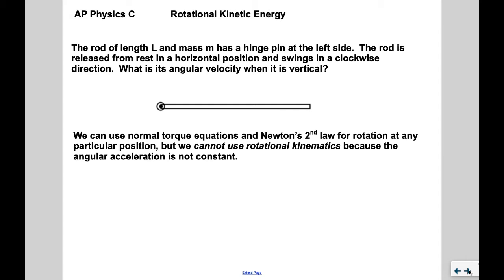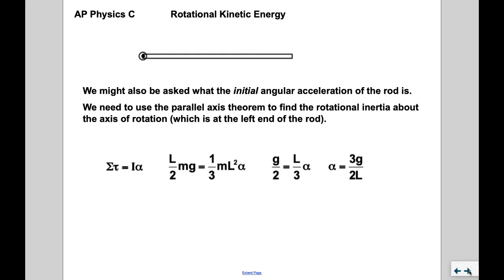So we can consider torque equations in Newton's second law at any one particular position, but we cannot use rotational kinematics because the angular acceleration is not constant. As this thing swings through an angular displacement, the value for the torque changes, and therefore the value of alpha changes, and therefore we can't use kinematics.